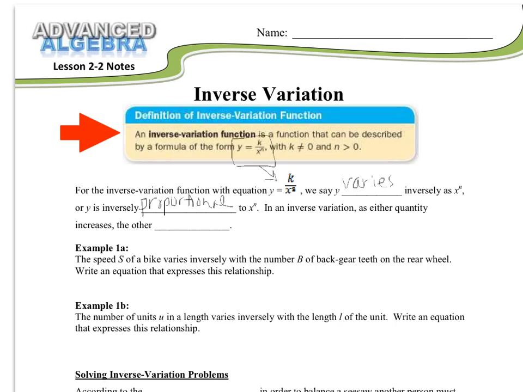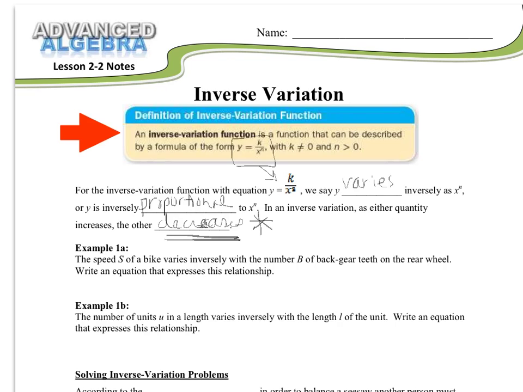In an inverse variation, as either quantity increases, the other decreases. And that's the key to it. As one gets bigger, the other one is going to get smaller, and as one gets smaller, the other will get bigger. So as one increases, the other decreases. Let's see that in two examples.